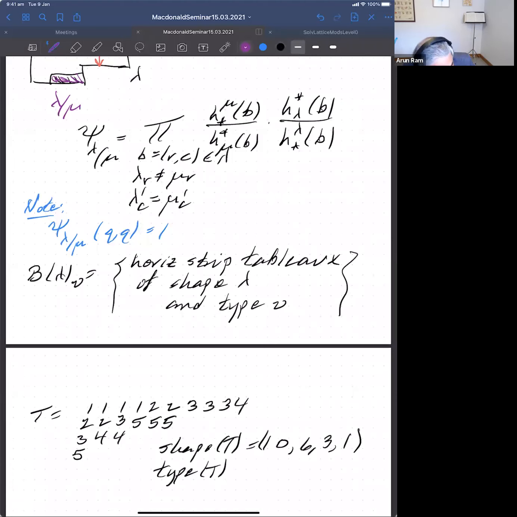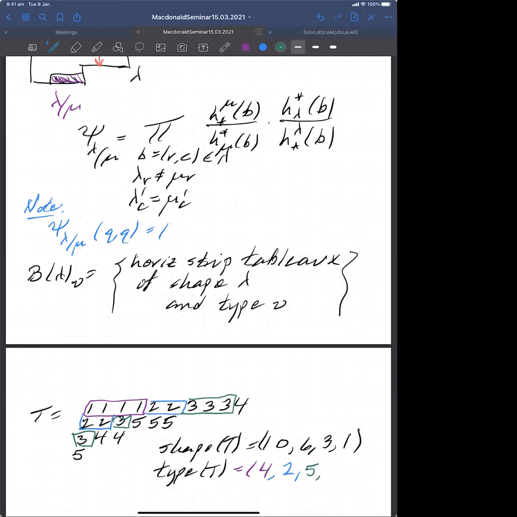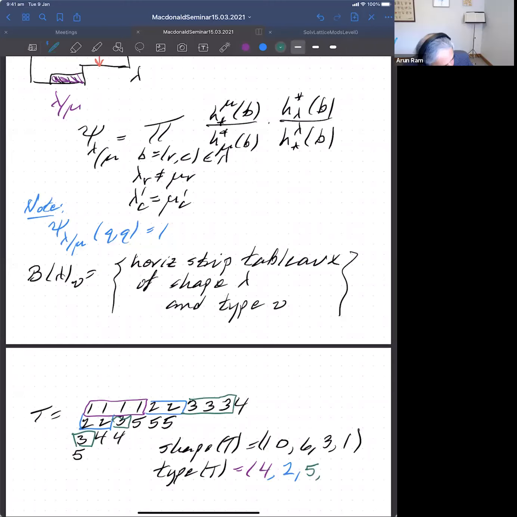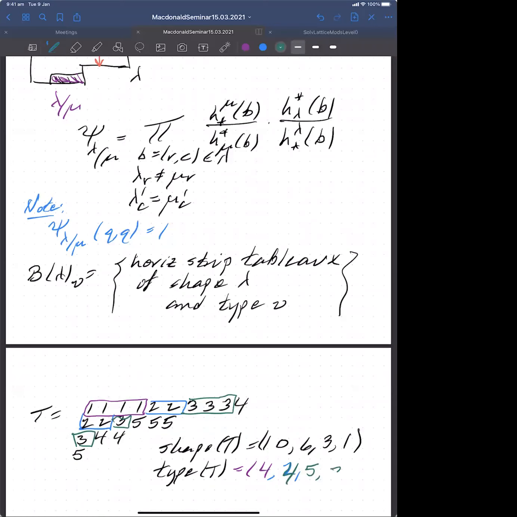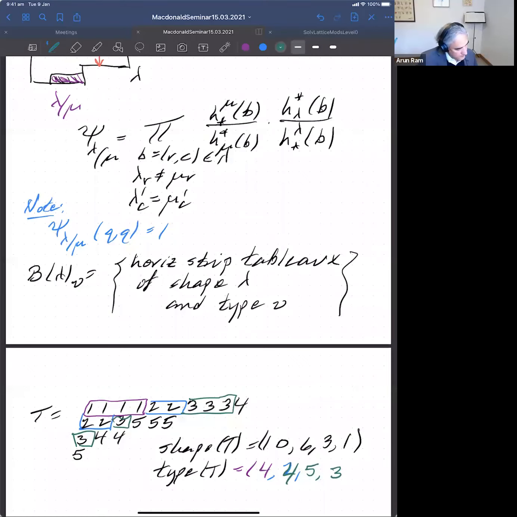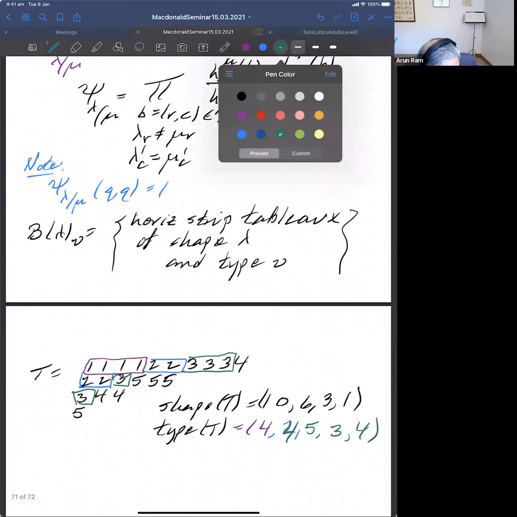And the type of the tableau: there are 4 ones. You can see here there are 4 ones, so that's 4. And then there are 4 2s to make a horizontal strip, so that's 4. And then there are 3s which make a horizontal strip, so there are 5 3s. And then there are 3 4s and 4 5s. Okay, so that's a horizontal strip tableau, also called a semi-standard Young tableau.